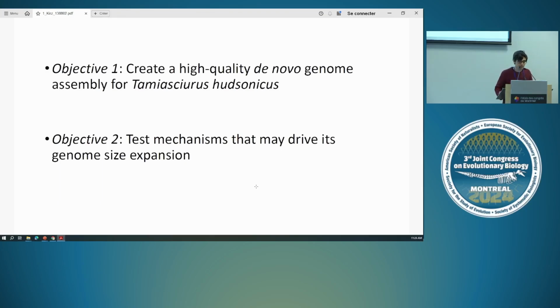So in order to test this, I gave myself two tasks. One of them would be to assemble a high-quality genome assembly for Tamiasciurus hudsonicus using long reads and Hi-C data, the best we could get. And number two would be to test the mechanisms that might underlie that genome expansion with a particular emphasis on our hypothesis of repetitive content.